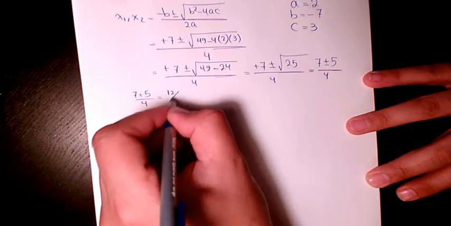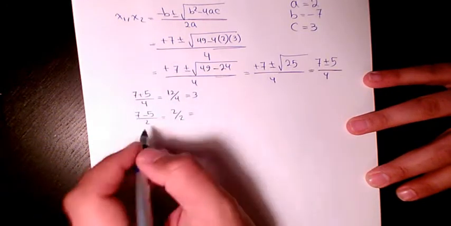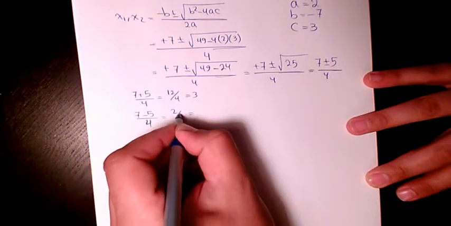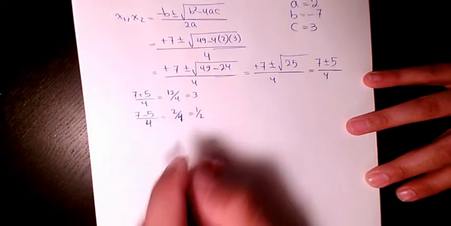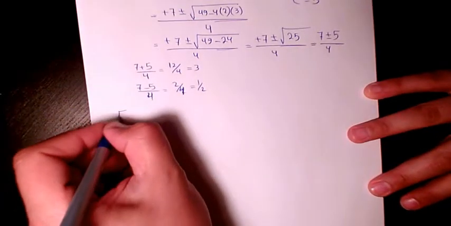7 plus 5 over 4 and 7 minus 5 over 4 are the two answers. This will be 12 over 4, which is 3. The other one is 2 over 4, sorry, 2 over 4 is 1 over 2. So these are the two answers. Next example.